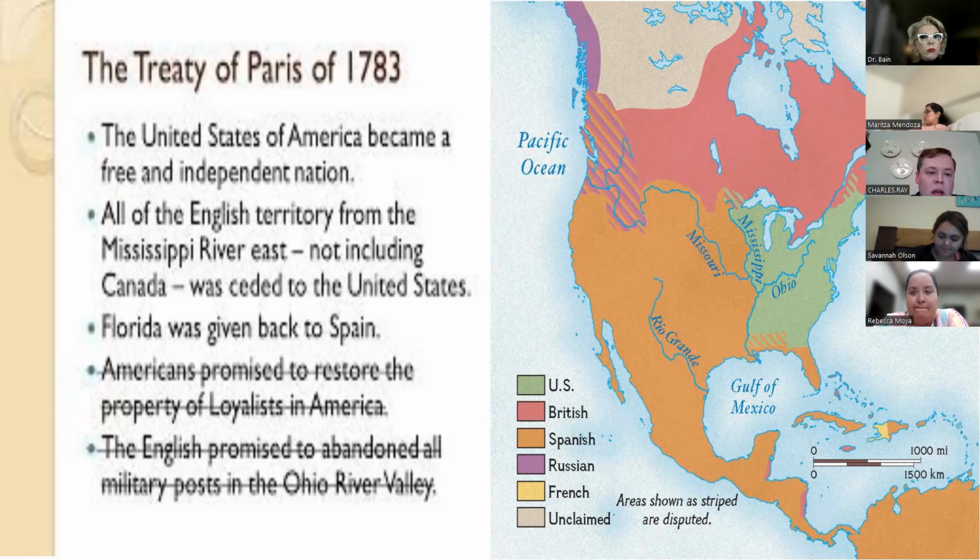Basically, the British make some promises, and we make promises. Both of us go back on some of our promises, of course. So the two sides signed their treaty in 1783. The British promised to leave what is now the United States. All English territory from the Mississippi River east, not including Canada, was given to us. It's going to be a huge piece. It's going to be the green piece under here.